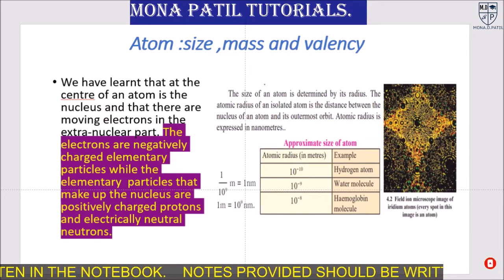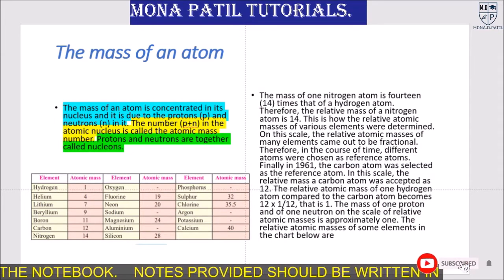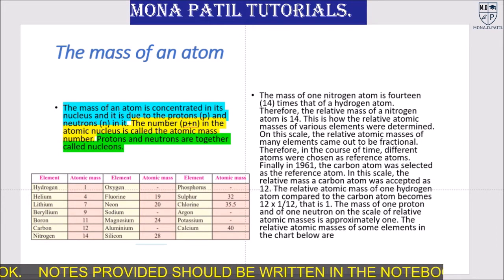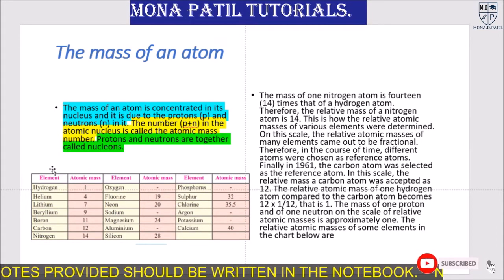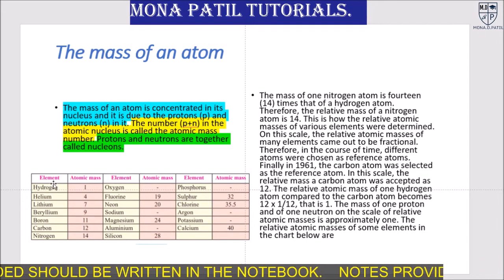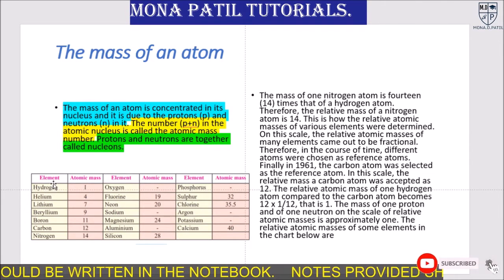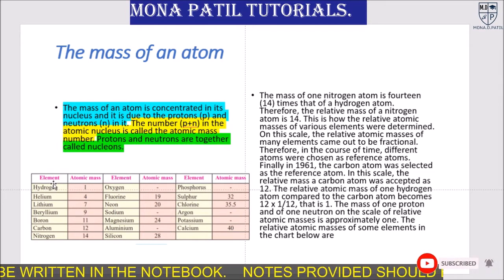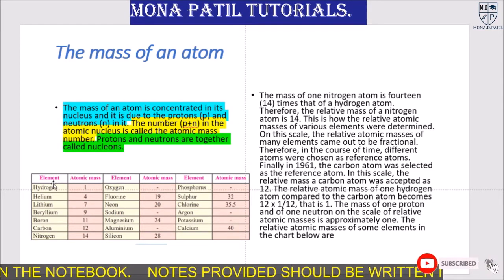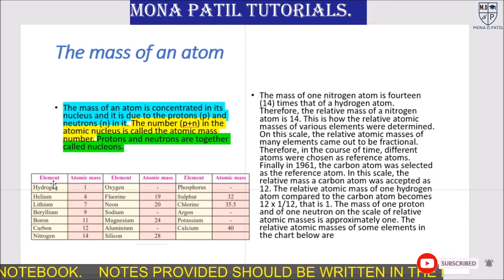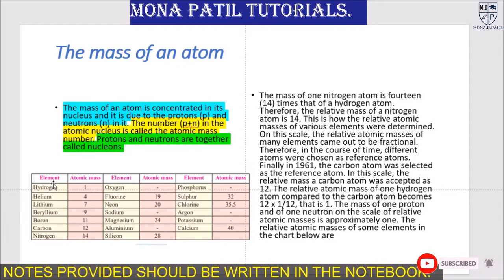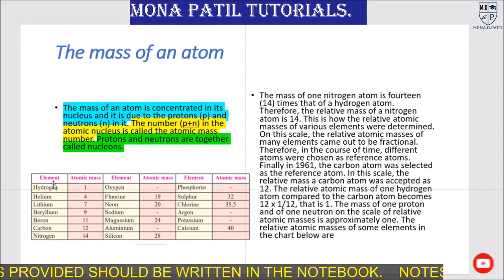Next, the mass of an atom. The mass of an atom is concentrated in its nucleus, and it is due to the protons and neutrons. The number of protons and neutrons in the atomic nucleus is called the atomic mass number. Electrons are there, but the electron has very negligible mass, just like zero, and that is why the electron mass is not considered in the atomic mass. Only the nucleus. That is why we can say the atomic mass is concentrated in the nucleus.